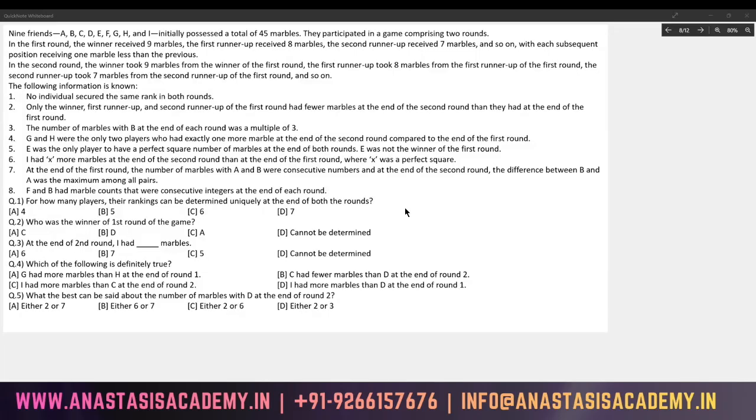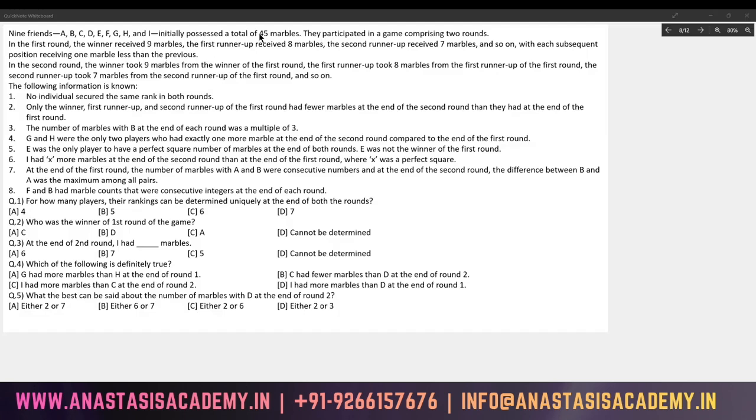Let's look at this question. 9 friends, A, B, C, D, E, F, G, H, and I, initially possessed a total of 45 marbles. They participated in a game comprising 2 rounds. In the first round, the winner received 9 marbles. The first runner-up received 8 marbles. The second runner-up received 7 marbles, and so on, with each subsequent position receiving 1 less marble than the previous one.